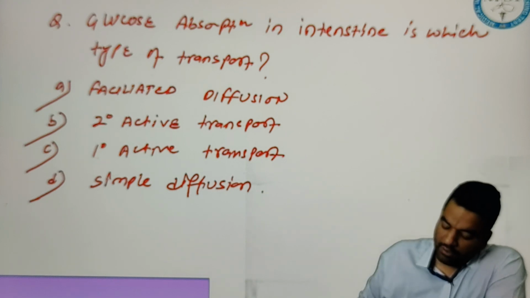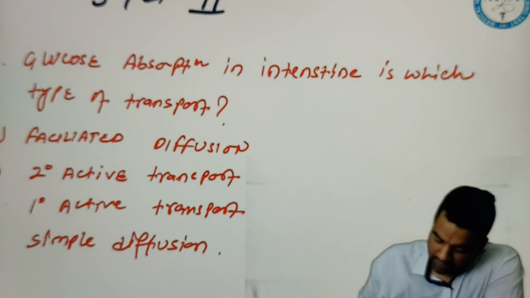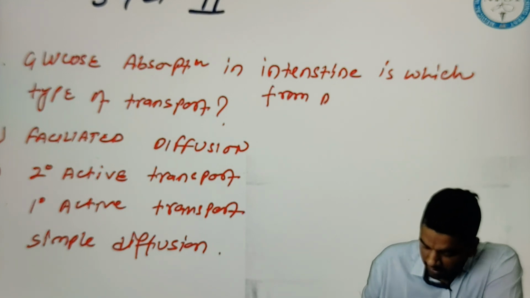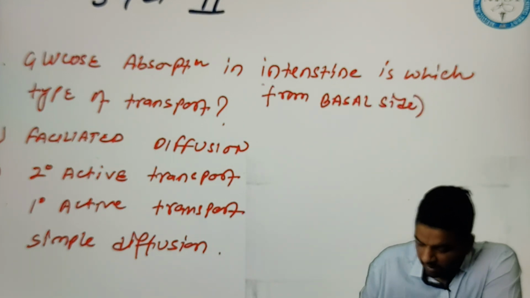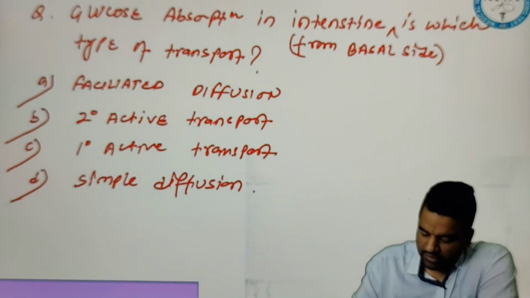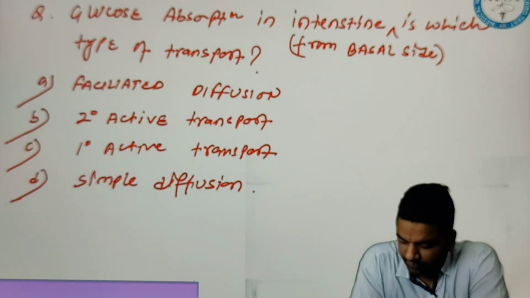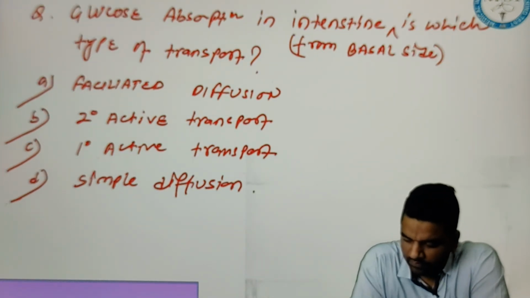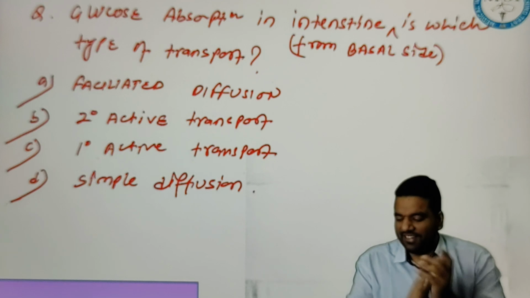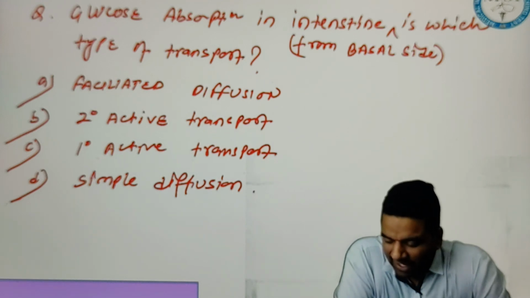But the same question, now I'm telling you, glucose absorption in intestine, and I'm just mentioning over here, from the basal side. Now please answer. Glucose absorption in intestine from the basal side is which type of transport? Absolutely wonderful, guys. Well done. Now you can easily get the answer.